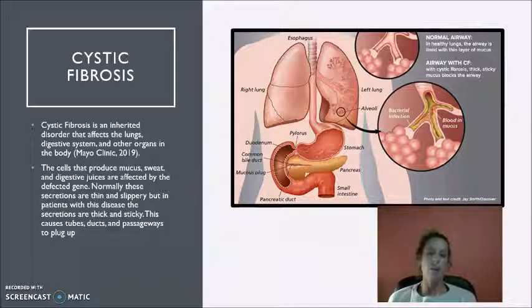But with cystic fibrosis, these secretions turn thick and sticky. Instead of acting as a lubricant, they start to plug up your ducts, passageways, and tubes. And that causes a lot of problems within your whole body system, because if things are plugged up, then they'll start to not work properly.